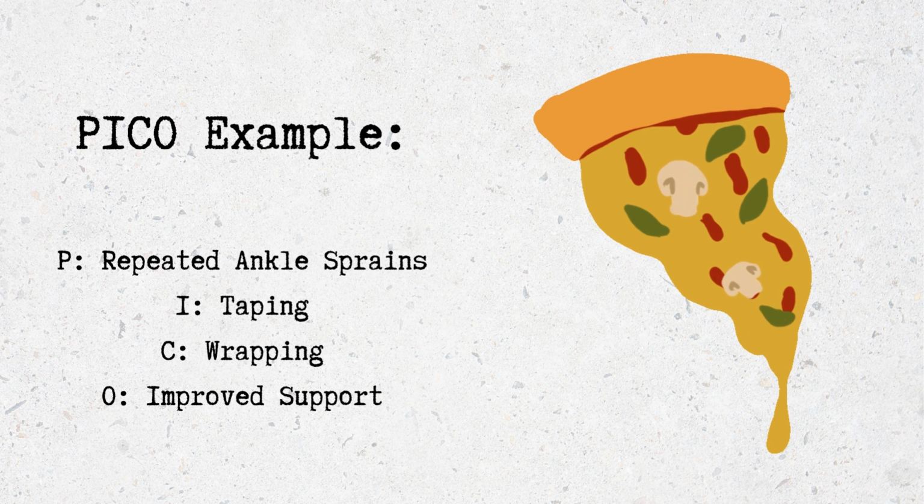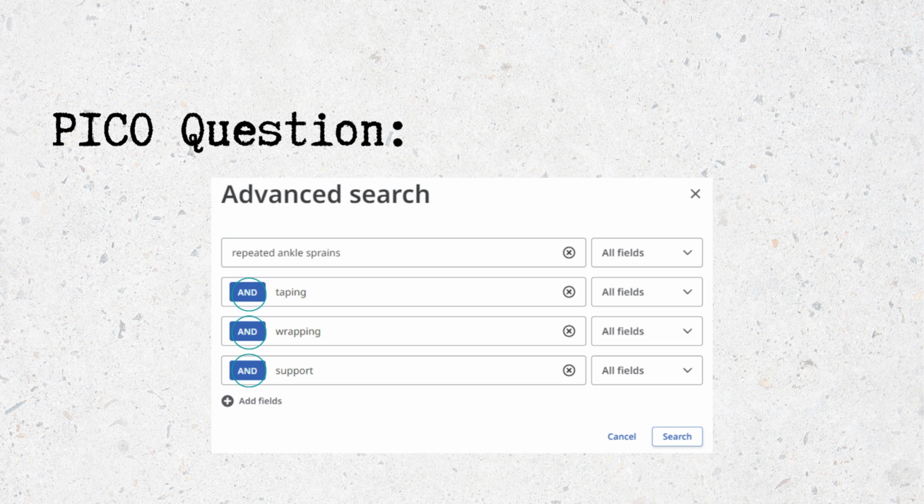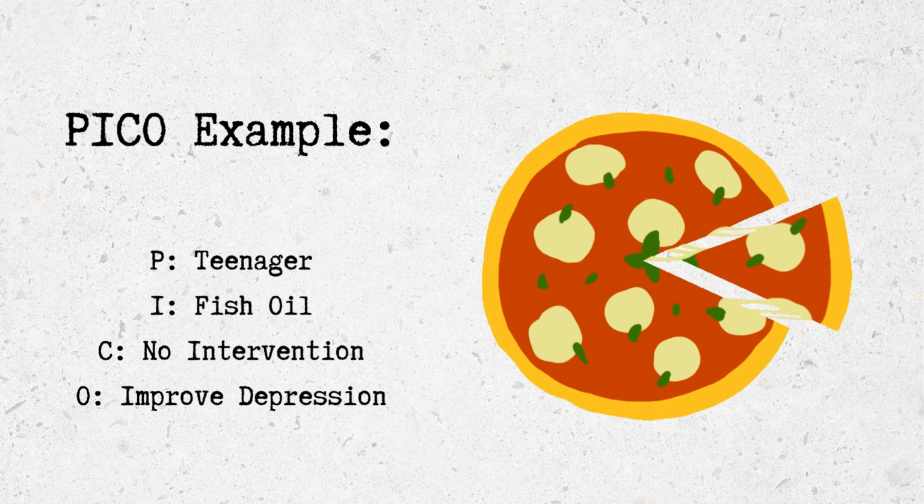Going back to our PICO question about whether taping offers more support than wrapping for repeated ankle sprains, if we turn that into a search, we would have separate fields for repeated ankle sprains, taping, wrapping, and support, all linked with the Boolean operator "and."